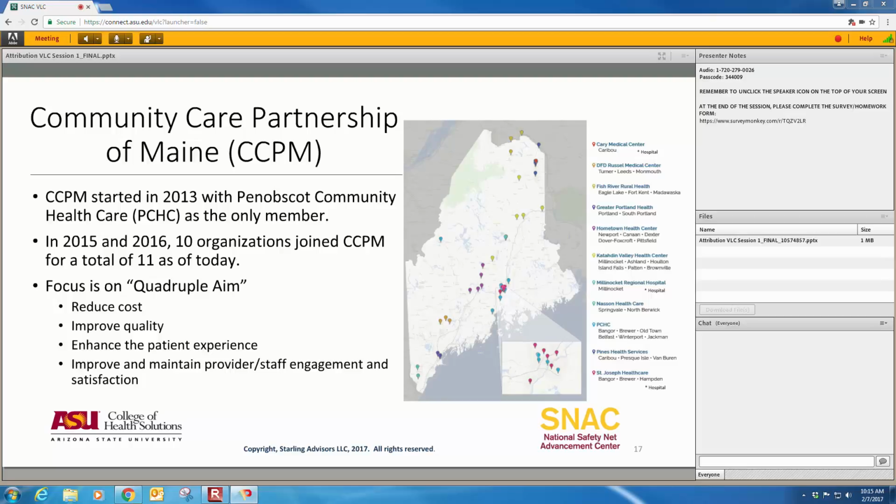Our focus primarily as an ACO is really on the quadruple aim, which we're all pretty much familiar with. Really trying to give outstanding quality care to our patients, reduce cost, engage patients in their experience and hopefully improve that experience, as well as taking care of our providers and staff. Next slide.